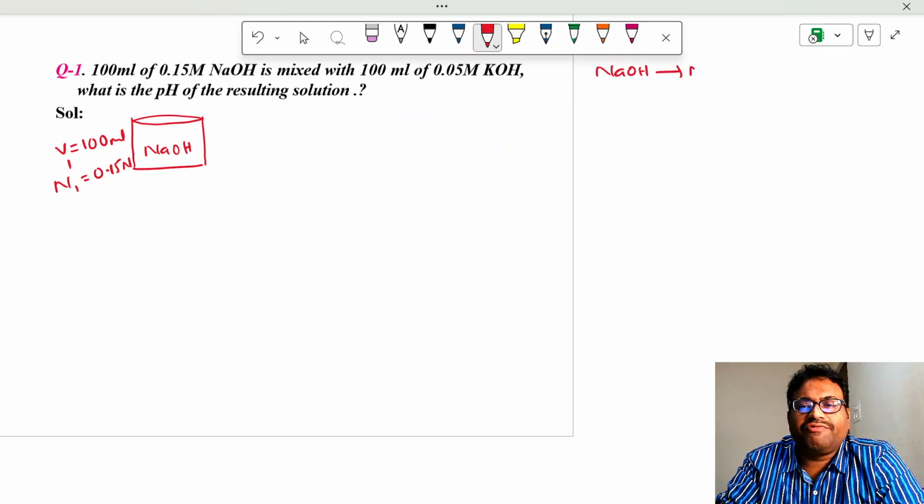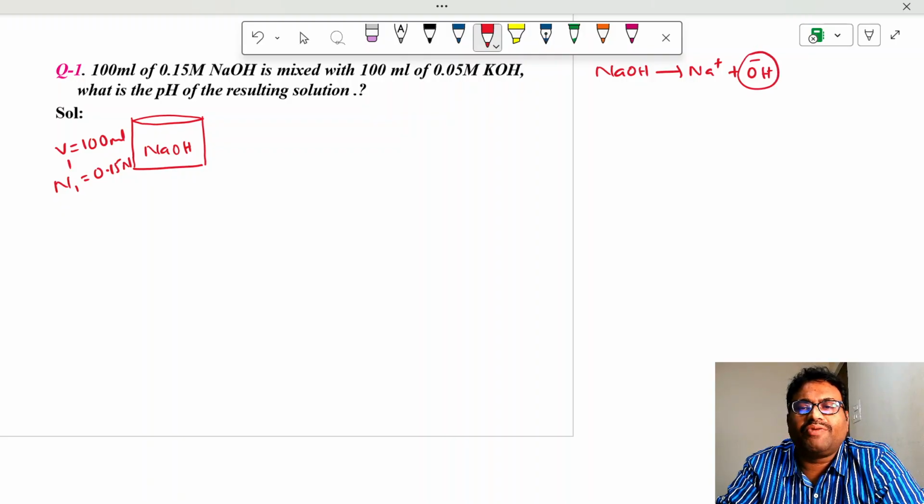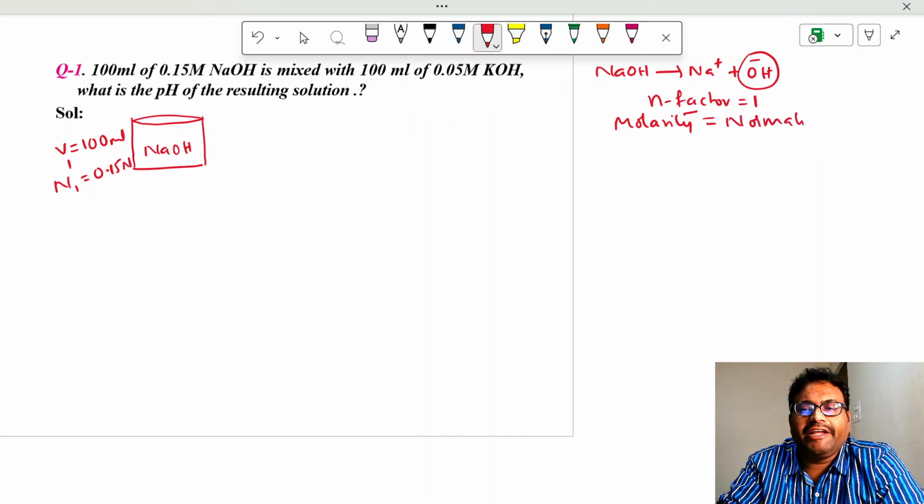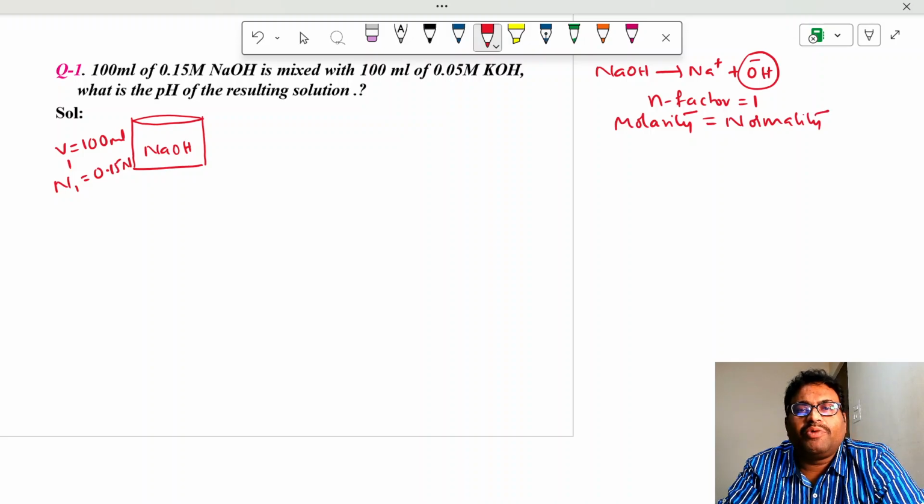NaOH dissociates to form Na plus and OH minus. It is releasing one OH minus. So what is its N factor? Its N factor is equal to 1. So in the case of NaOH, molarity will be equal to normality.